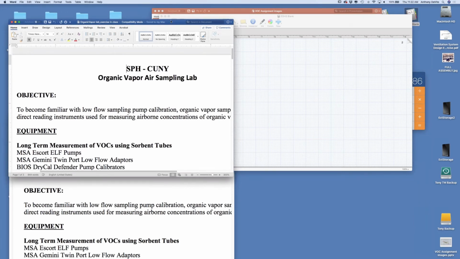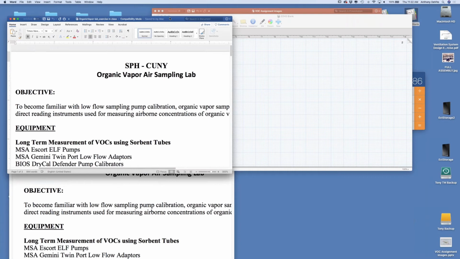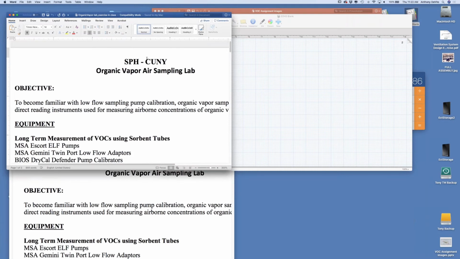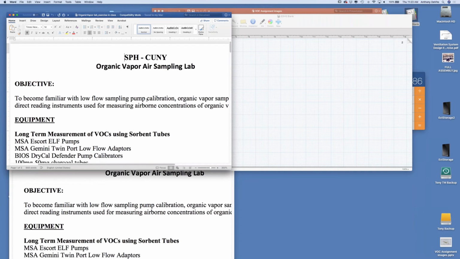Okay, so let's take a look at the lab that we simulated, where we set up our sampling stream. We simulated a sampling of VOCs in the air. We also tested the performance of the PID and our sorbent tubes using isopropyl alcohol and so forth. Let's take a look at a simulation of such a lab.